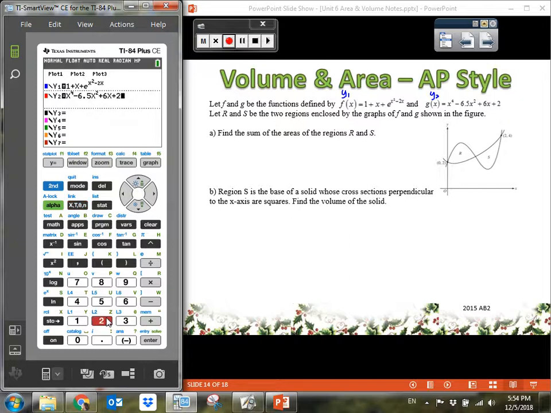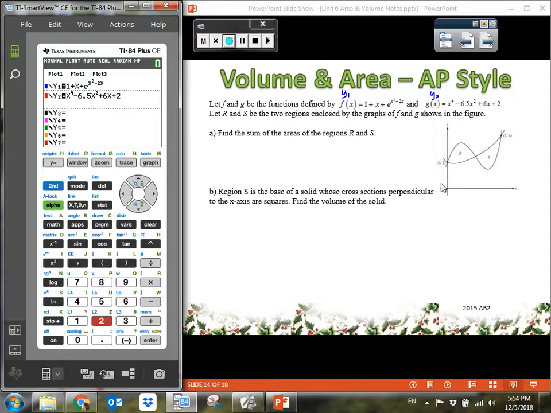And let's double check and make sure we have it entered correctly, because that's really important before we jump into the problem. Okay, x to the fourth minus 6x squared. Okay, looks good. Alright, so we have them in. And we don't know which one of these is f and which one is g, so we probably should graph it just to get a feel for it.